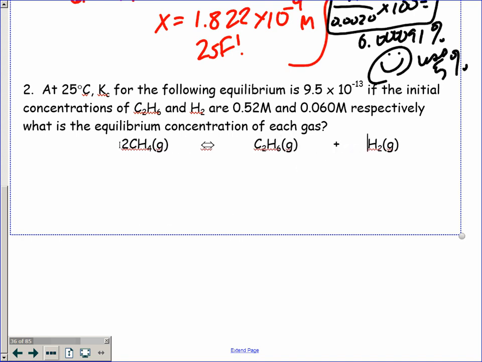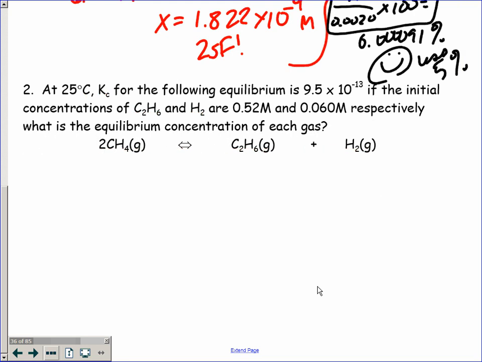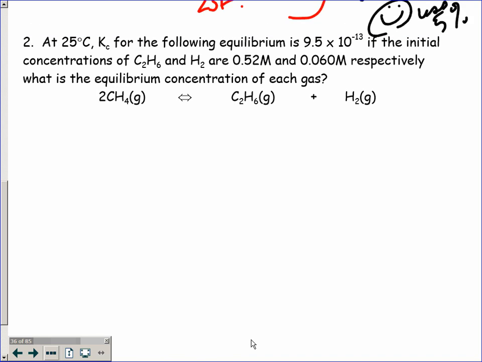All right, have you guys set up your ICE? So what did you set up here? What did you set up for methane? 0, because it doesn't give you any conditions for methane. What does it give you for ethane? 0.52 molar. And hydrogen, 0.06 molar, and it also gives you what? This is the Kc value, 9.5 times 10 to the negative 13.